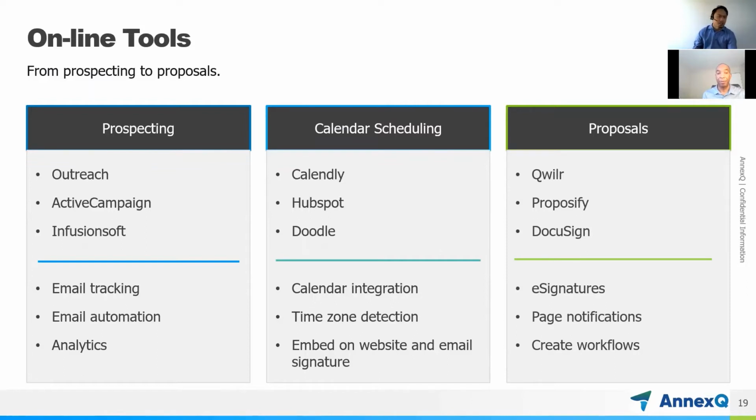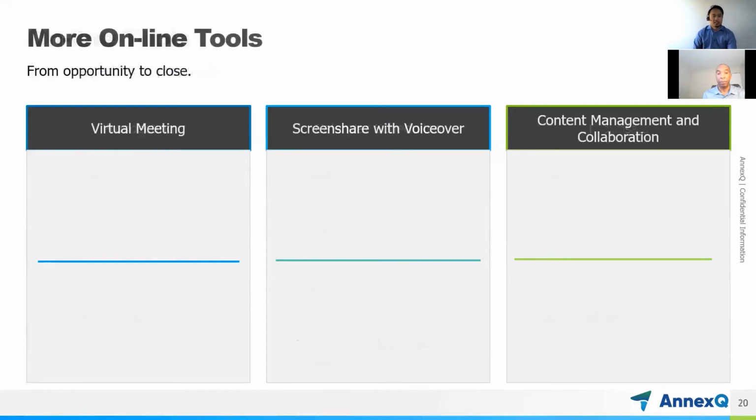Then there are proposal tools, which some of you may be familiar with. I've used Qwilr for the past couple of years, and Proposify. All this really is, is really cool interactive tools that allow you to customize your proposal. You can embed videos. What's cool about it is that it has page analytics where you can see when somebody has clicked on your page and how long they've been on it. So you can really see how engaged your prospect is.